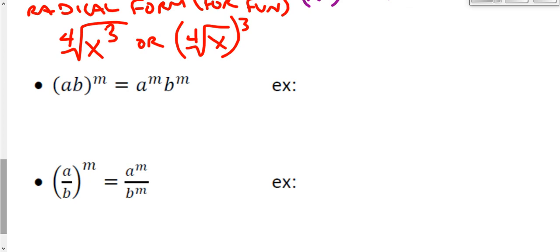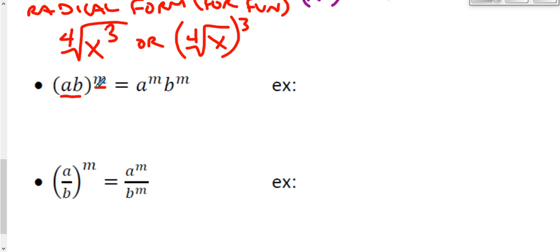This next one is ab to the m power, which is a to the m power and b to the m power. So I can distribute my exponents. If I have a monomial, I can just take the exponent of each term one at a time. So if I have ab to the m power, I can do a to the m and b to the m. Now we've actually already seen this with rational exponents. You just aren't aware of it.